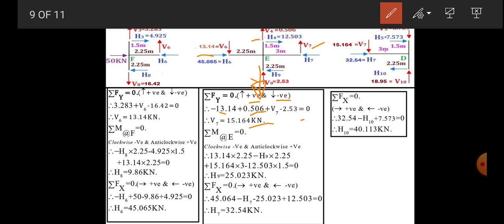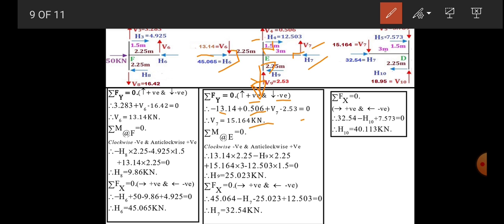By simplifying, V7 is equal to 15.164 kilonewton. Take moment about E. So the axial forces will create zero moment. Those are along the member, those will pass through the joint E. So only the forces which are perpendicular to the member, that only we have to consider.